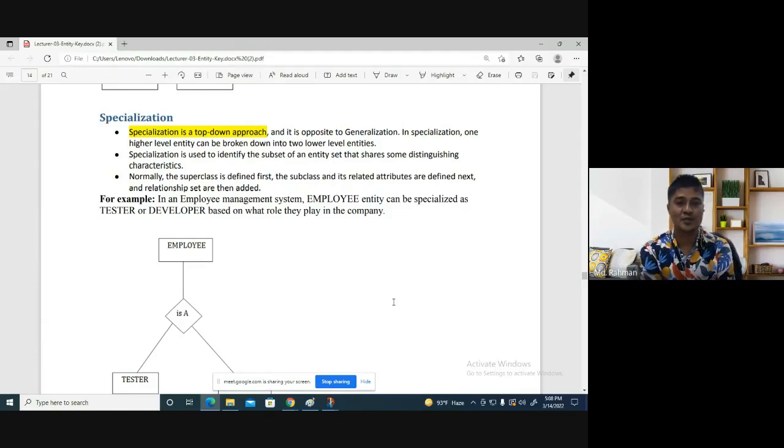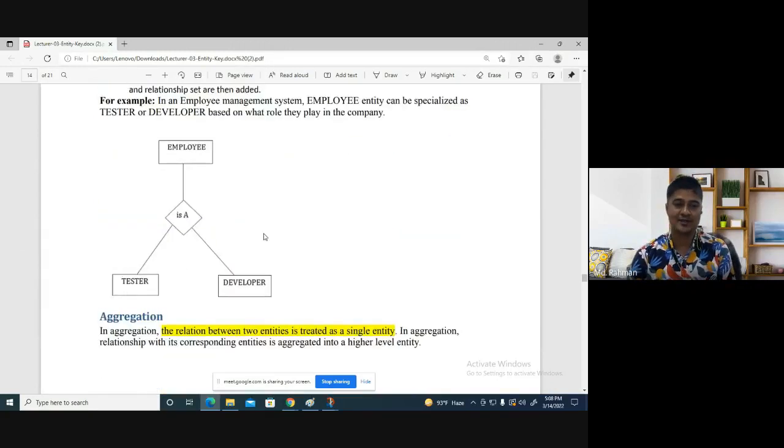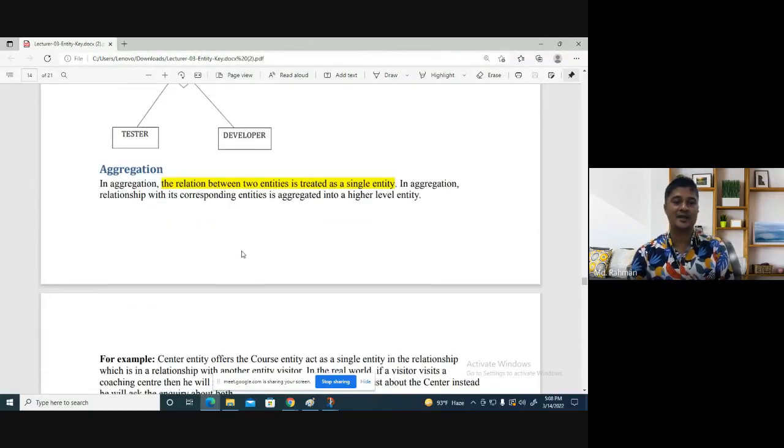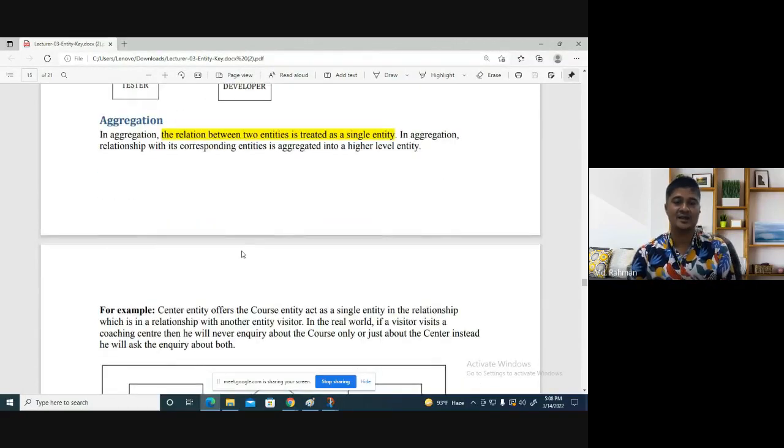Normally, the superclass is defined first, then the subclasses and their related attributes are defined, and relationship sets are added after that. If you think about the employee, you can understand: the employee entity can be specialized as a tester or developer, because if you're an employee in an IT company, either you are a developer or a tester, and that concept is specialization.